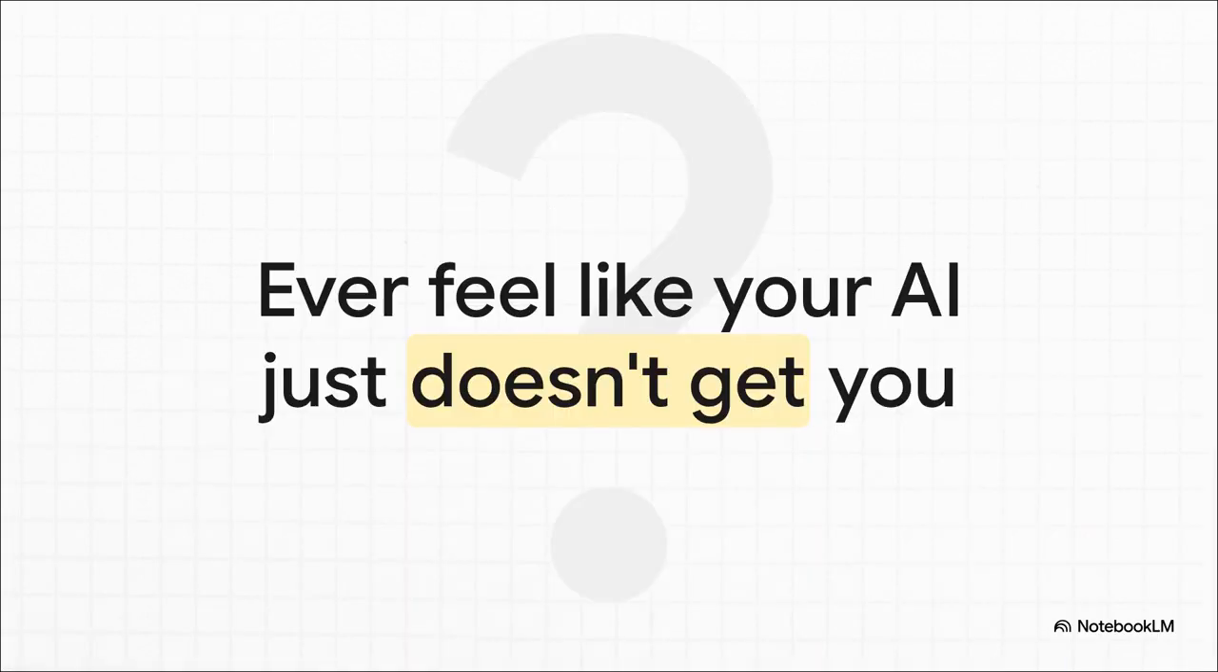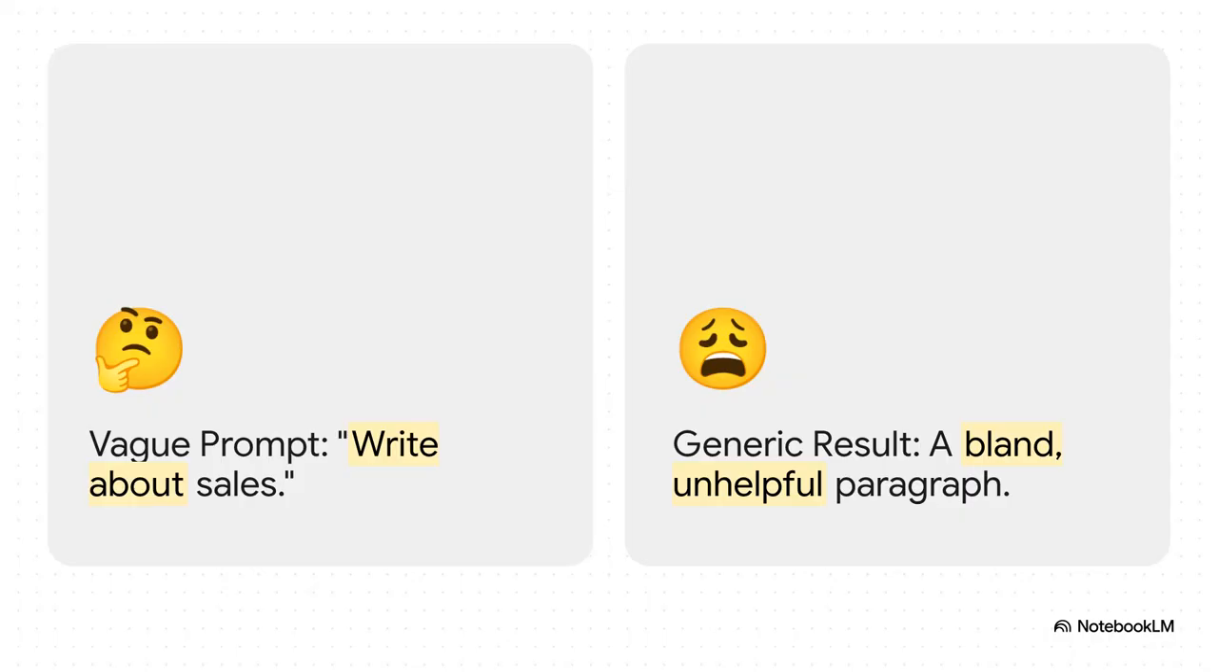You've been there, right? You ask the AI for something specific, and what you get back is, well, something else entirely. It's so frustrating. It feels like you're speaking two completely different languages. I mean, look at this. If you give the AI a super lazy prompt like "write about sales," you're going to get a super lazy result. Just a bland, generic paragraph that helps absolutely no one. This right here is the exact problem we're going to solve today.